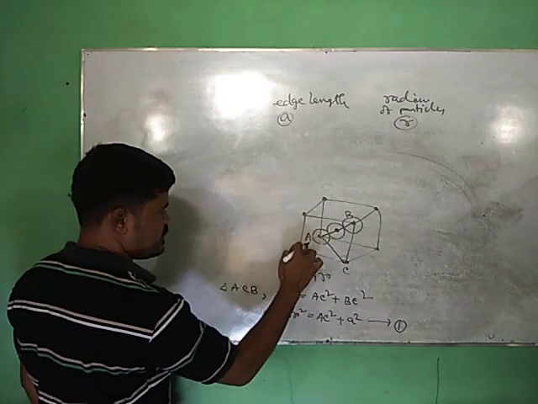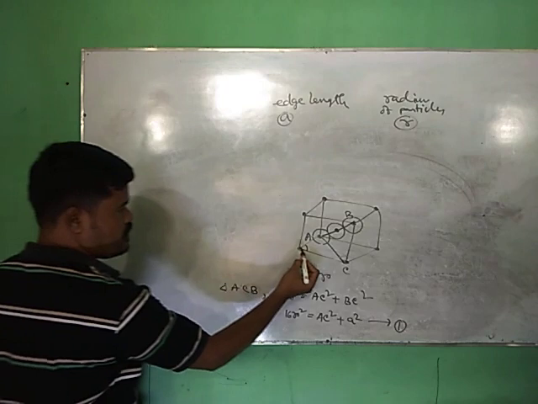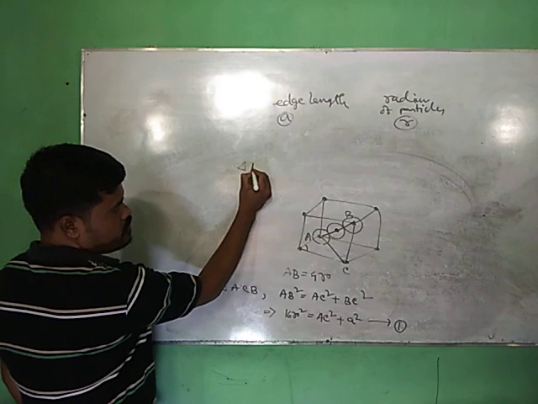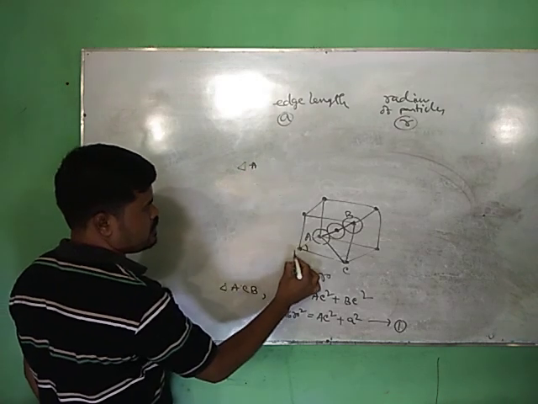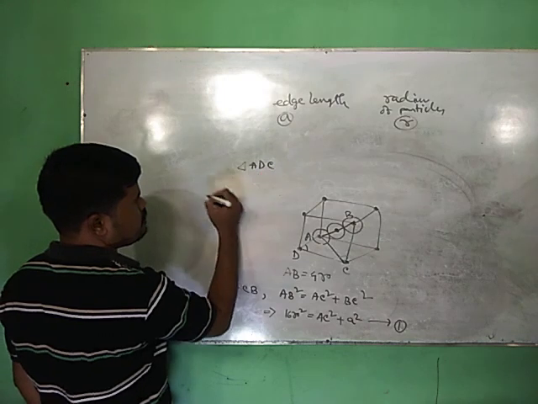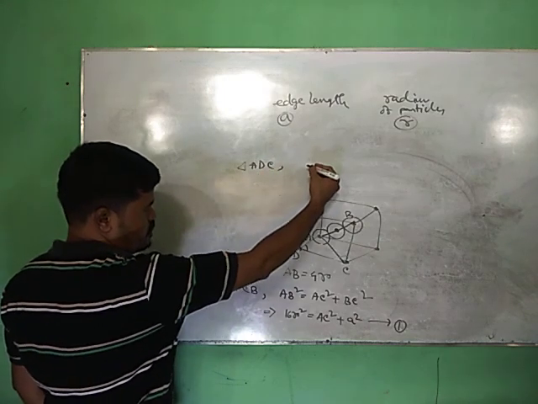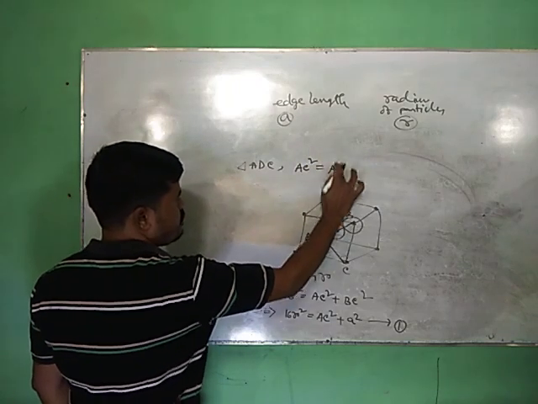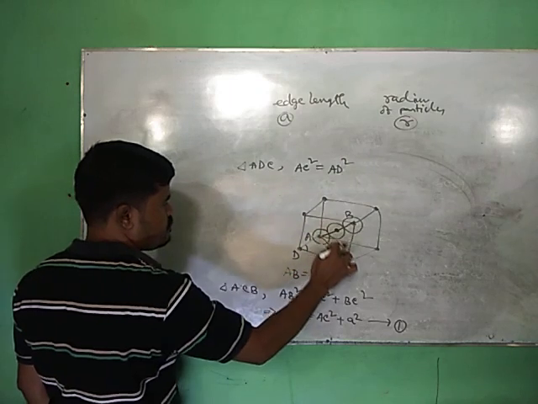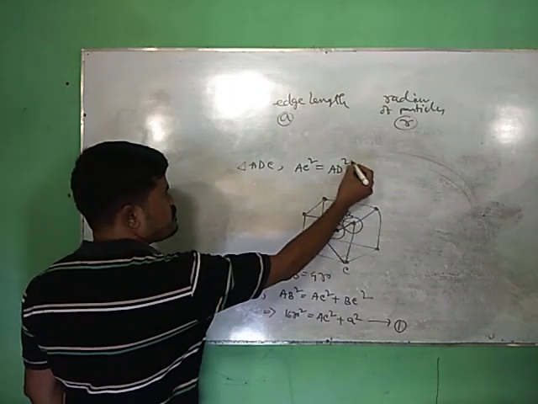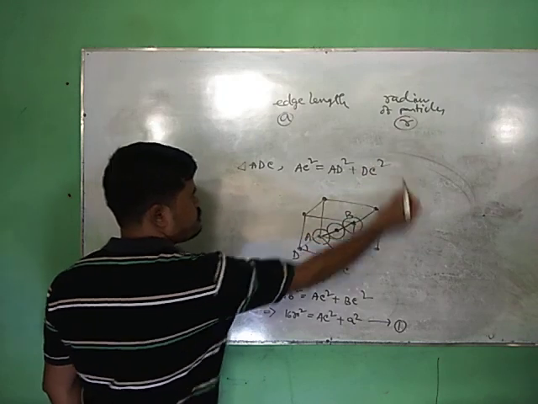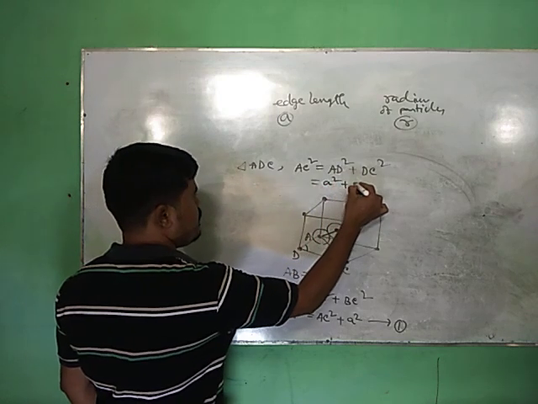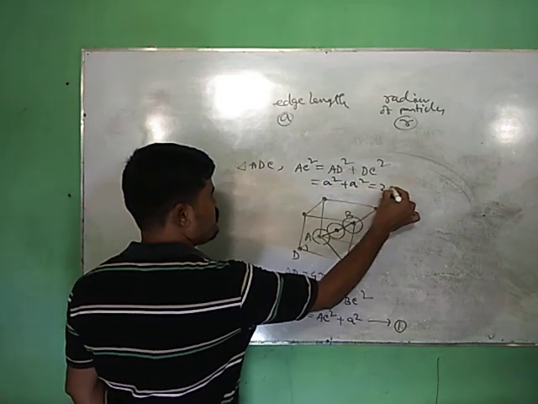It will be 90 degrees. From the right angle triangle, what are you getting? In triangle ADC, AC square is equal to AD square plus DC square. Clear? So AD square means again a square, isn't it? Again a square. So we are getting twice a square.